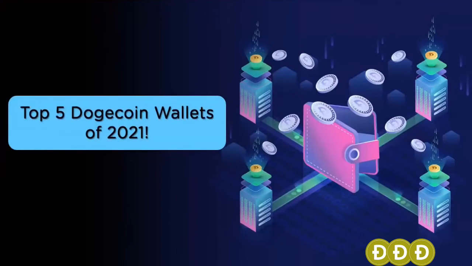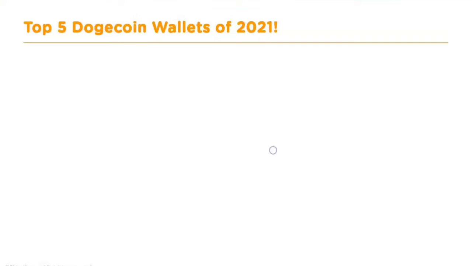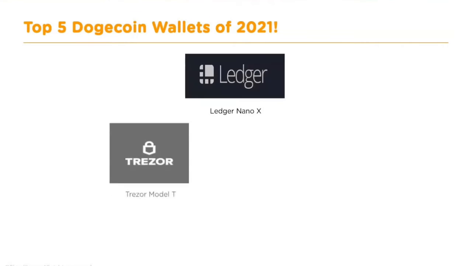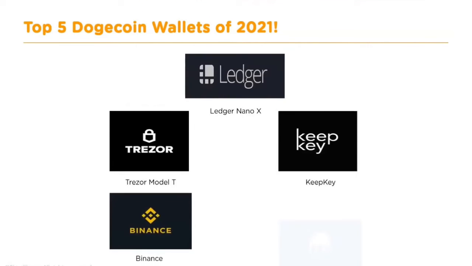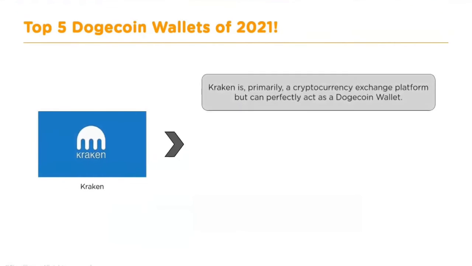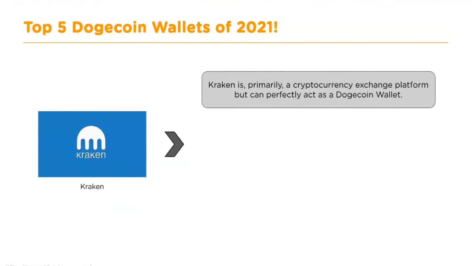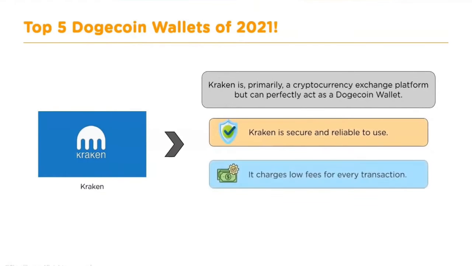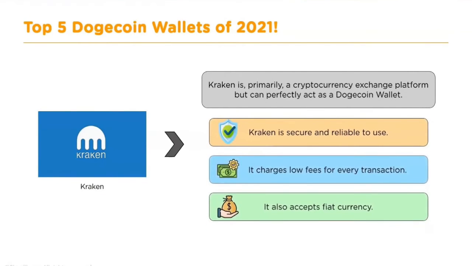Now let's have a look at the top 5 Dogecoin wallets of 2021. These are the top 5 Dogecoin wallets of 2021. Ledger Nano X, Trezor Model T, Kipkey, Binance, and Kraken. Kraken is primarily a cryptocurrency exchange platform but can perfectly act as a Dogecoin wallet. All you need to do is to register and then buy some Dogecoins. It is a very secure and reliable cryptocurrency exchange platform. It charges very low fees for every transaction taking place on it, and it accepts a pretty decent amount of fiat money.